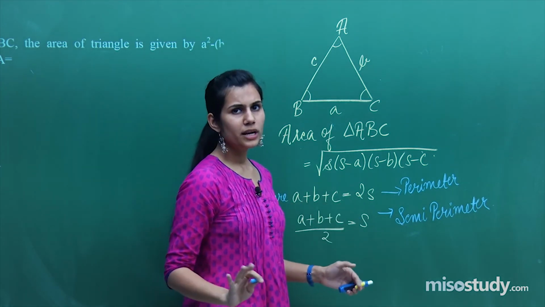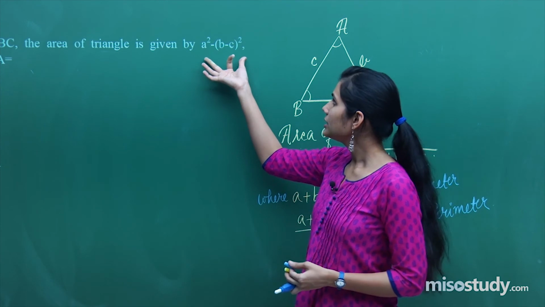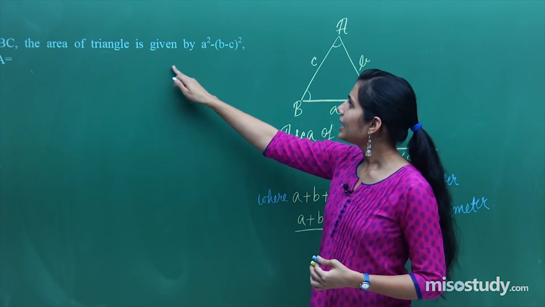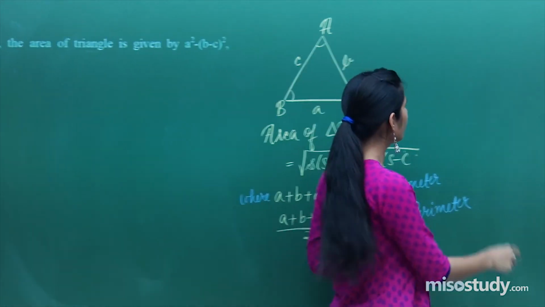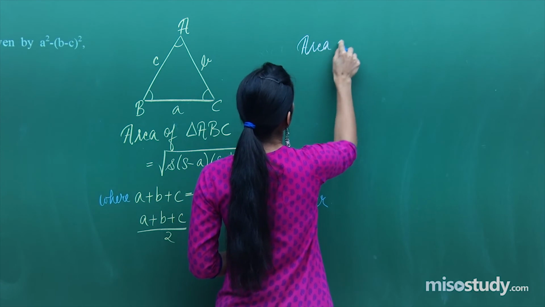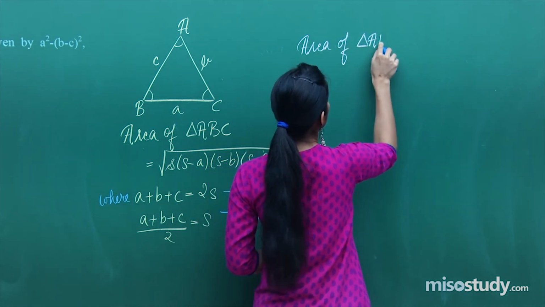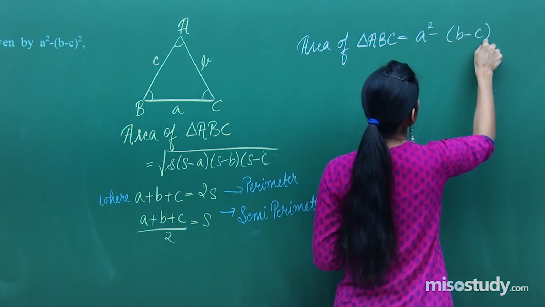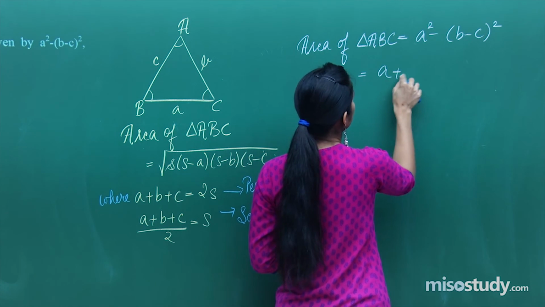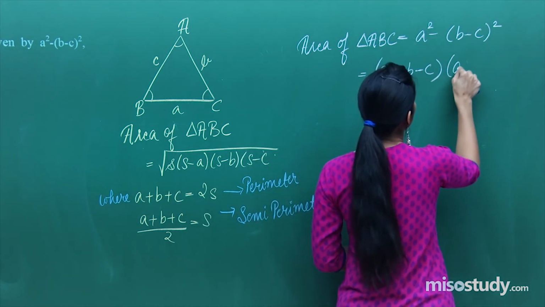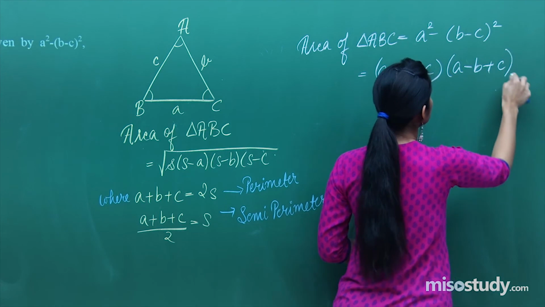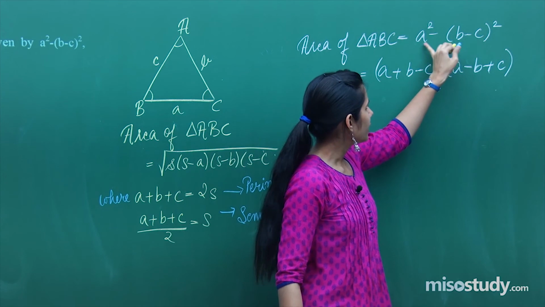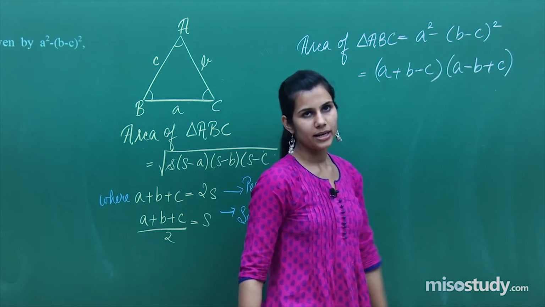So this is the formula we should be using, because the area is given to me in terms of sides. Now what do you have? Area of triangle ABC is a square minus (b minus c) whole square, which is (a plus b minus c) and (a minus b plus c). a square minus b square is (a plus b) into (a minus b). So a plus b minus c, and then a minus b plus c.